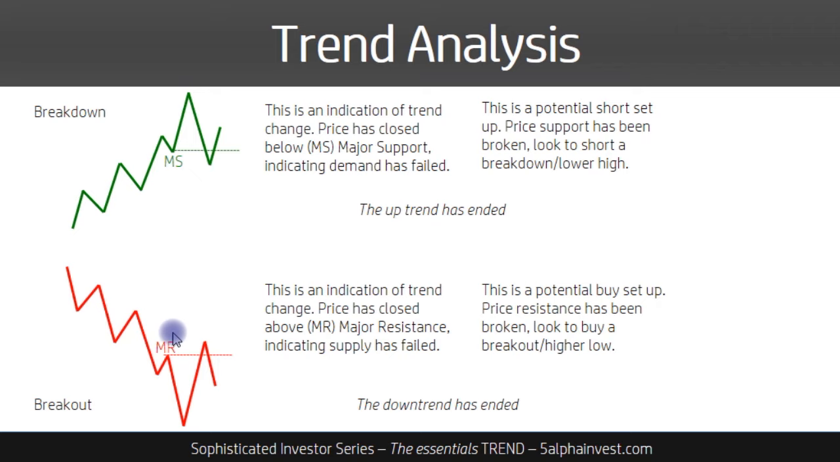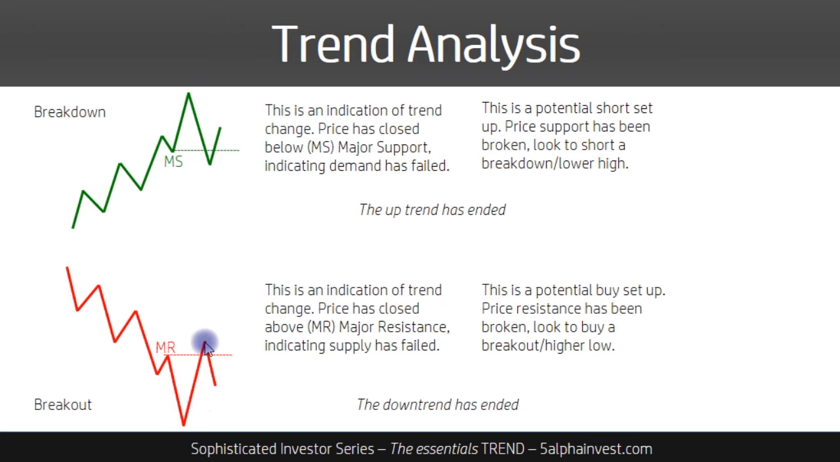Downtrend, and we see that price retraces here. It violates that first area of resistance, that minor area of resistance, the previous low. It violates that. It also violates the major resistance area. Okay, so that's a clear indication that the sellers have lost control, the supply has failed, and the buyers are stepping up into this particular stock here.